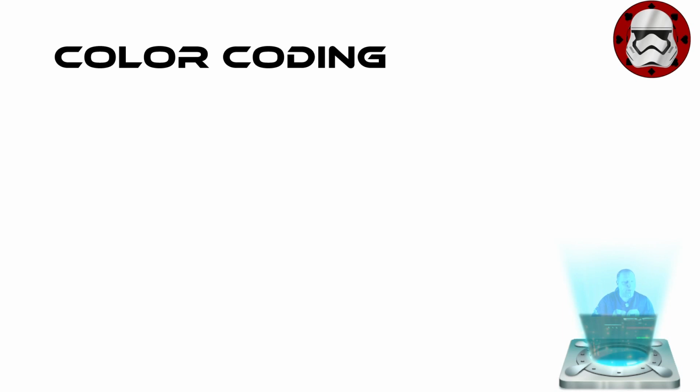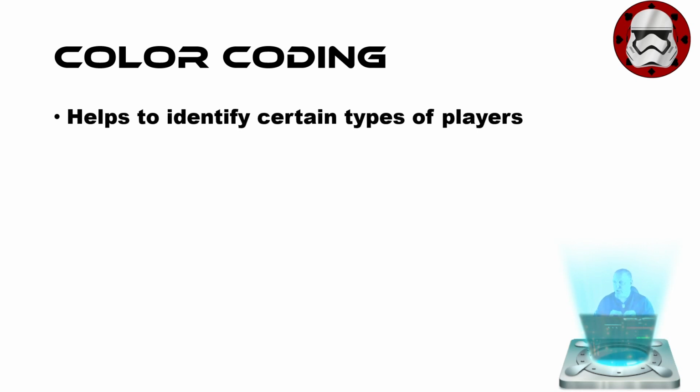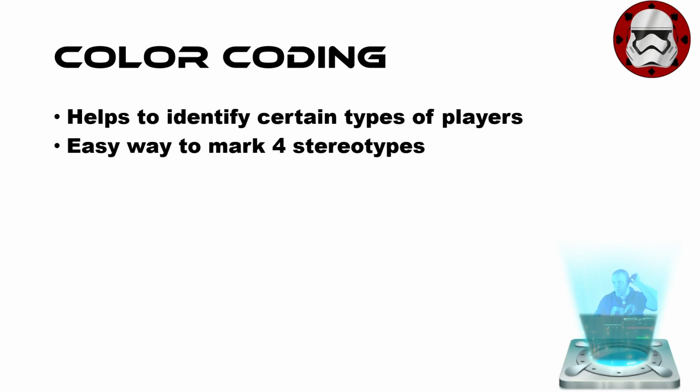Another way to mark and make notes is color coding. We should use color coding to identify certain types of players. So instead of writing a note, we can give a color to the opponent, so we know what kind of player he is. The way I use it is we have these 4 stereotypes of players that we have taught in the past videos on how to exploit certain types of players. So we have tight passive, tight aggressive, loose passive, and loose aggressive players. So we can use the color coding to mark those 4 stereotypes.